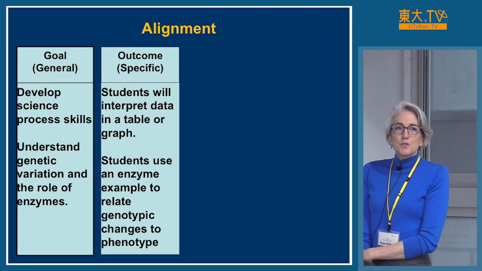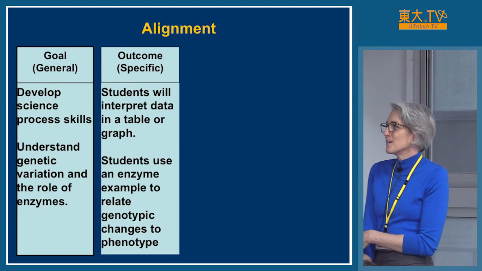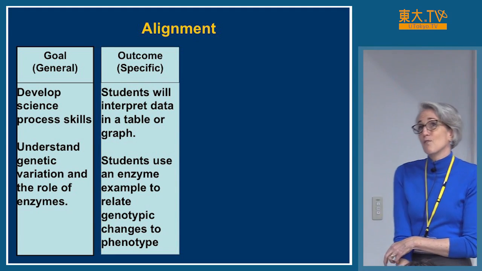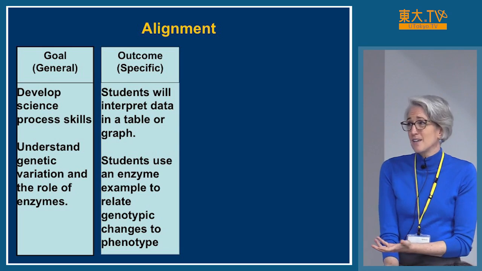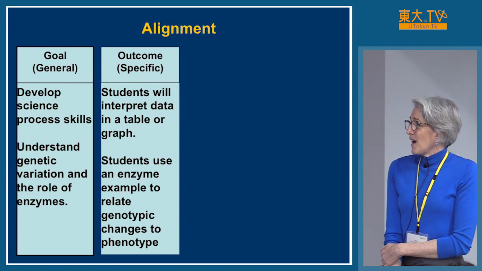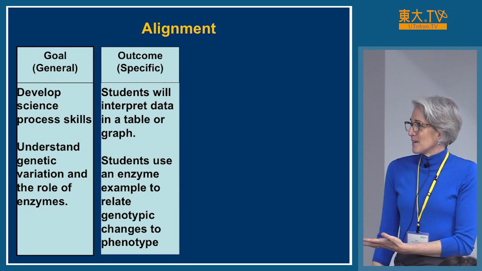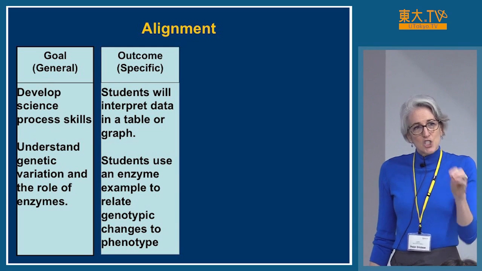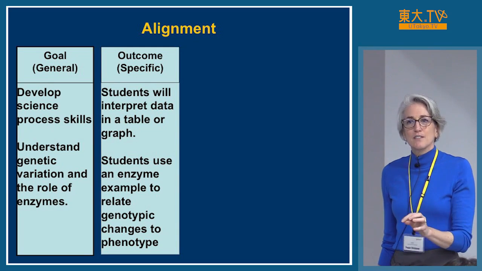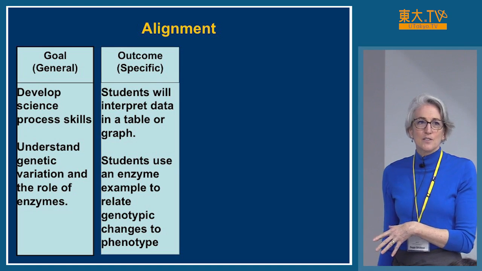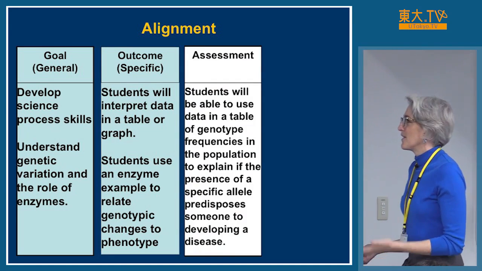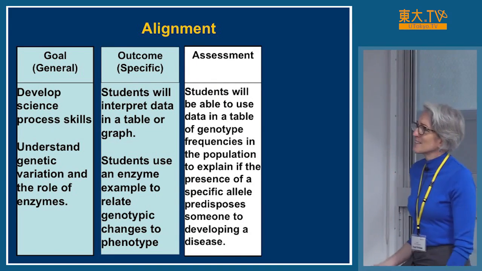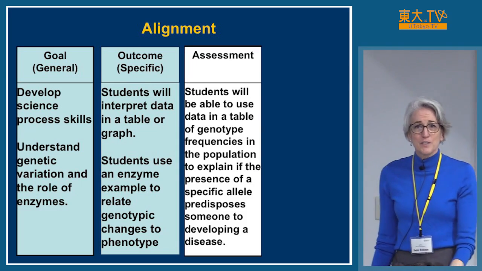Then I started getting a little more specific. If they looked at a table or graph of data, I want them to be able to interpret it. And then I want them to use an enzyme as an example to relate what a change in the gene for an enzyme might result in the organism. Like, how would it affect the organism? So those were my outcomes. And then the assessment that I used at the end was really related to that.